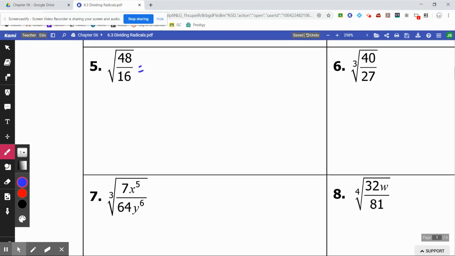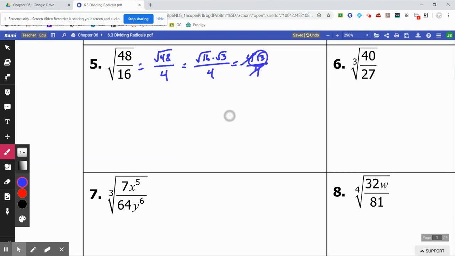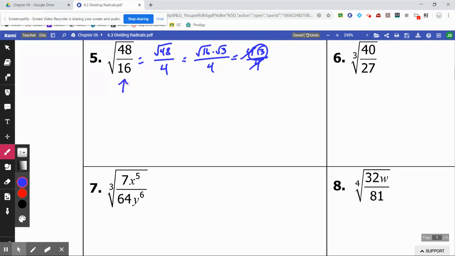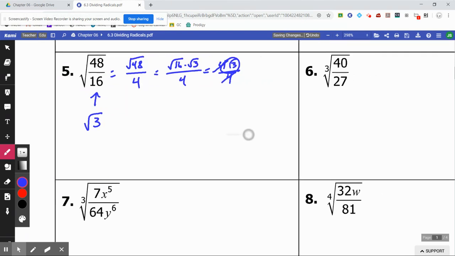Square root of 48 over 16. You can split this into root 48 over the square root of 16, which is 4. Then you can simplify the top. That's root 16 times root 3, which is 4 root 3. So you have 4 root 3 over 4, and the 4's would cancel. Leaves you with root 3. Or, from the get-go, 48 divided by 16 is 3. So you could have just done that as well. That would have been much easier.